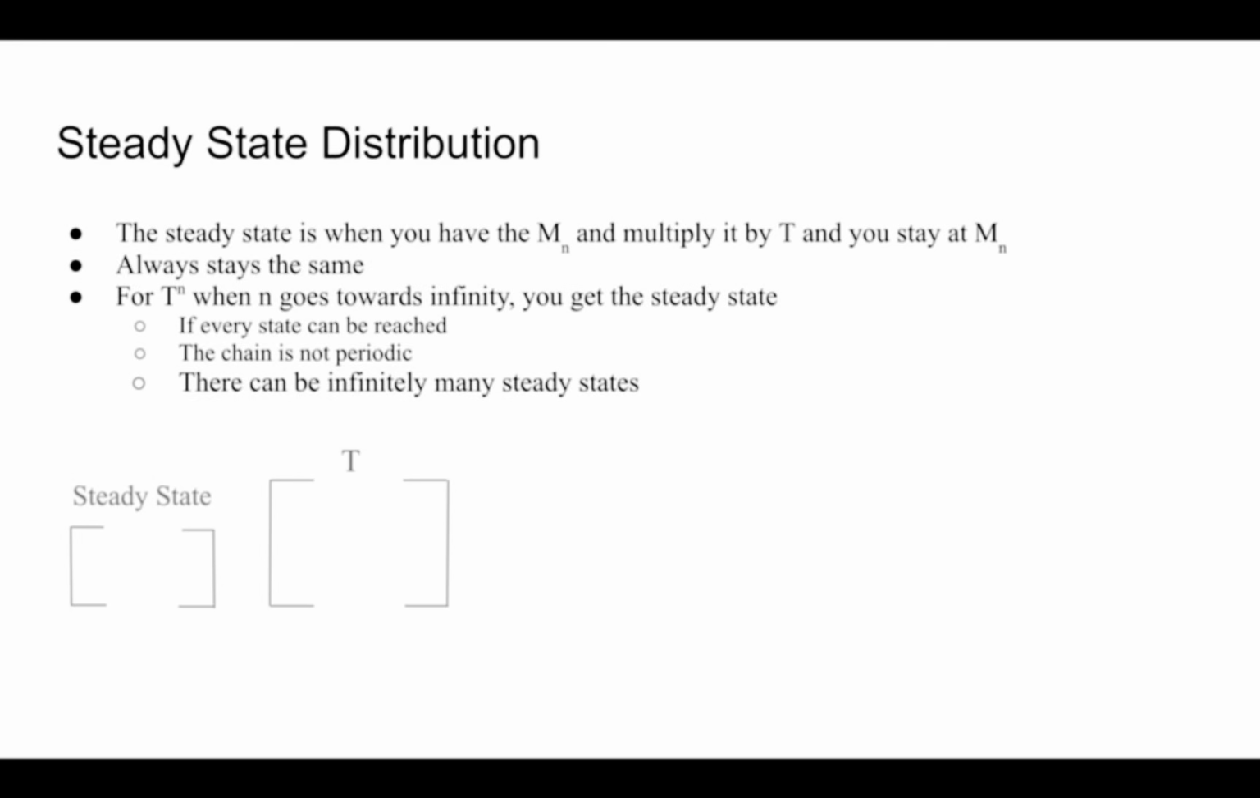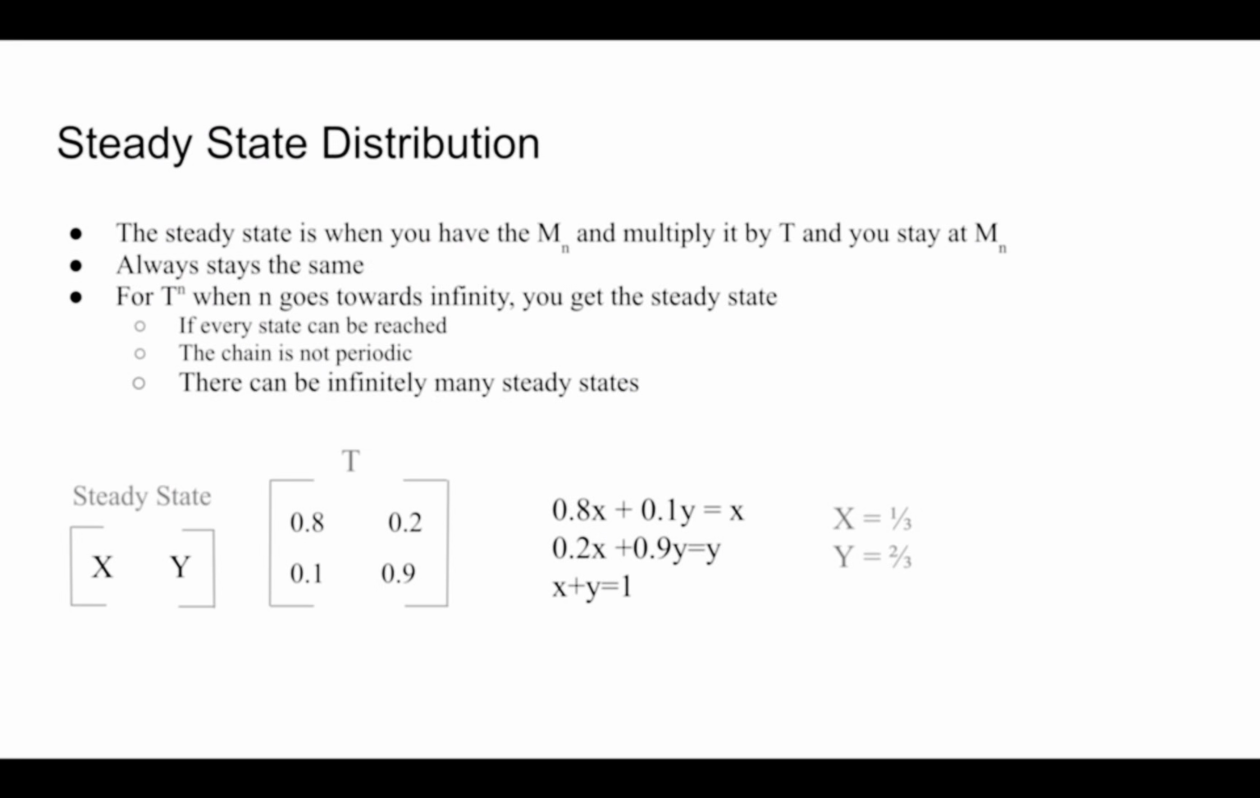Steady state distribution. The steady state is when you have m of n and multiply it by t and you stay at m of n, and you always stay at the same state. For t to the power of n, when n goes to infinity, you get the steady state if every state can be reached from any other state, which means from A you can get to B or C, from B you can get to C or A, and from C you can get to A or B.